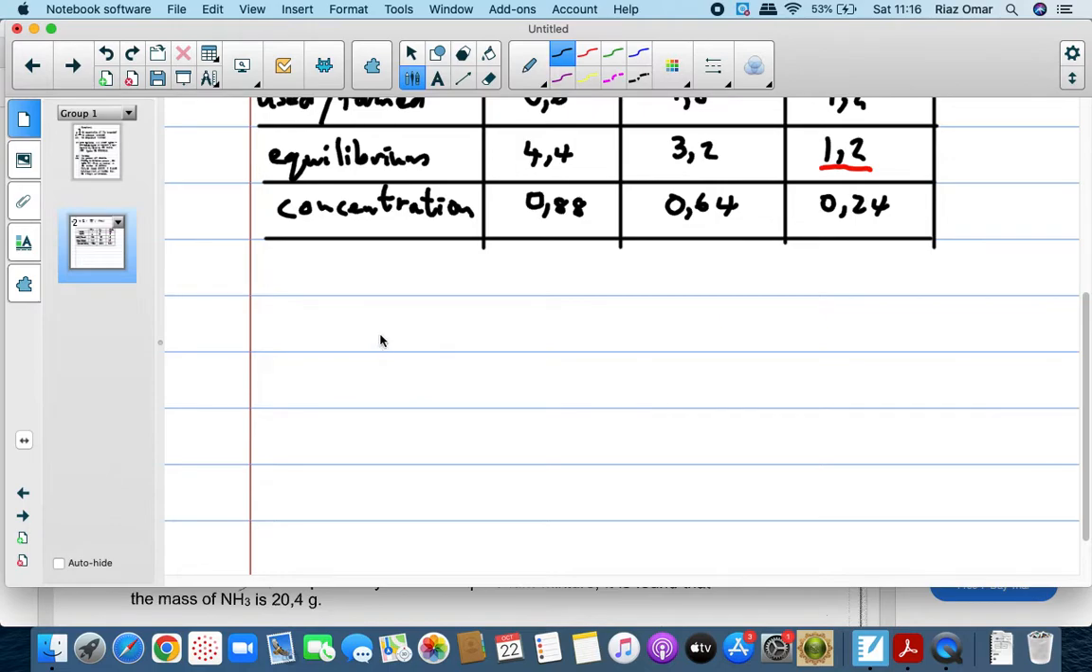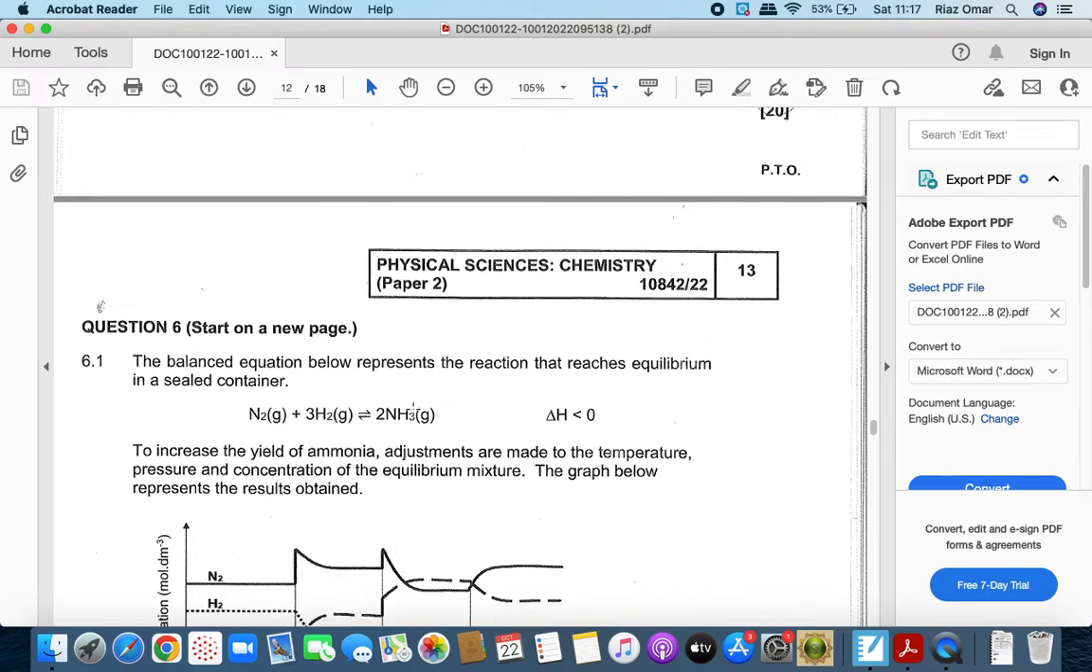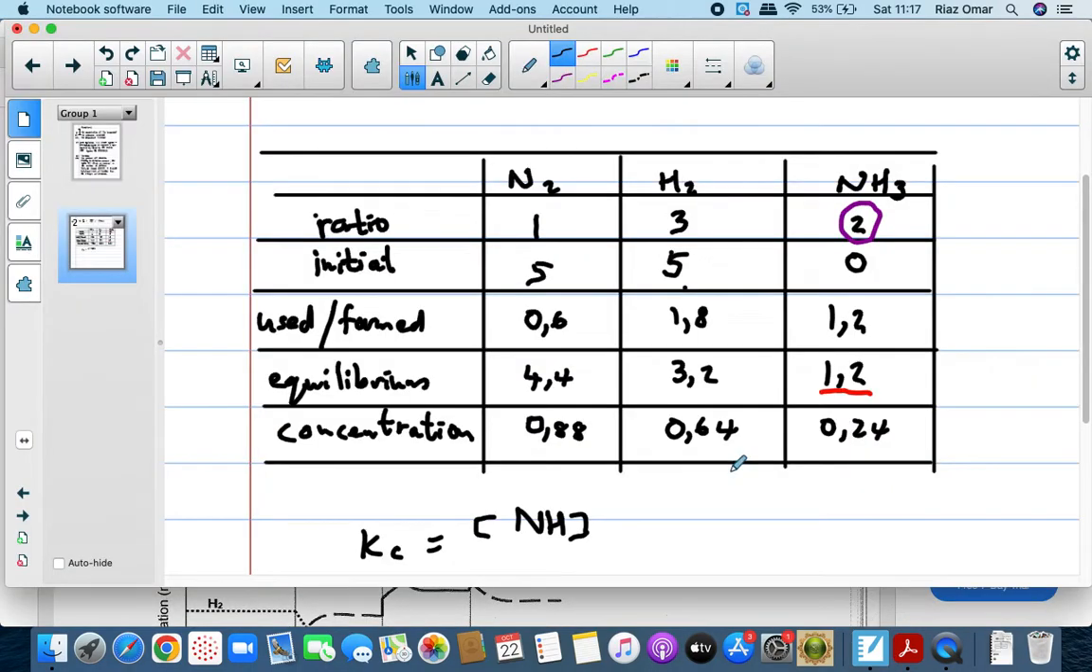We can use this to calculate our Kc now, right? And what do we know about Kc? Kc is equal to the concentration of the products to the power of their balancing numbers. The concentration of the product NH3 to the power of, that's important, the power of NH3's balancing number. Now how do we work out the power? It will be the ratio, to the power 2.